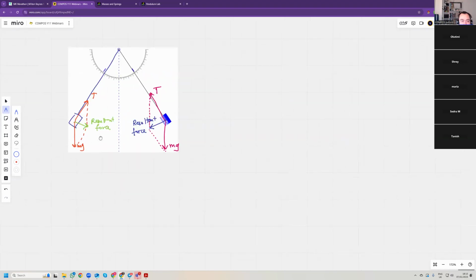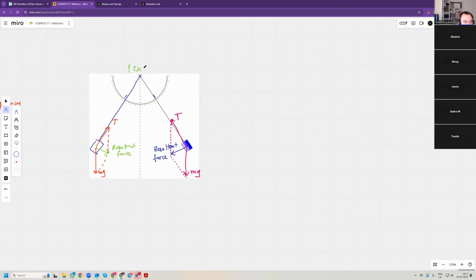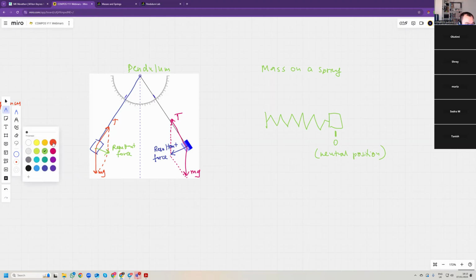Now let's look at the spring. So for a mass on a spring, we always have a neutral position. So we usually call it 0. 0 is the neutral position. If the mass is displaced to the right, there is a resultant force to the left. But if the mass is displaced to the left, the spring will push it back to the middle.